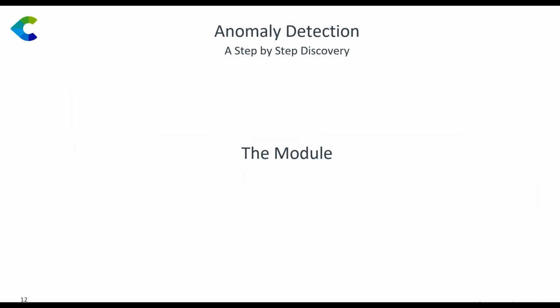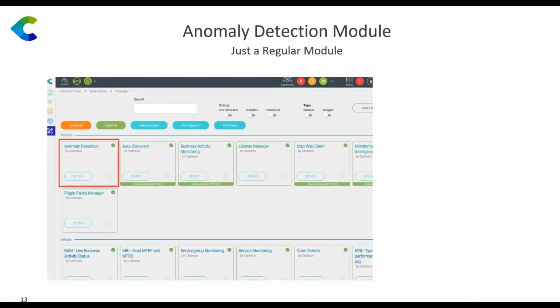So now the idea is to see how this anomaly detection is implemented in Centreon. And I hope everything you explained, which is very detailed and complicated, will be fully automated somewhere in Centreon.